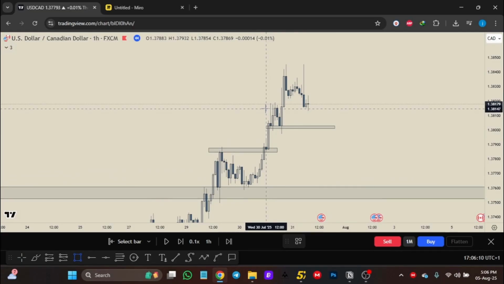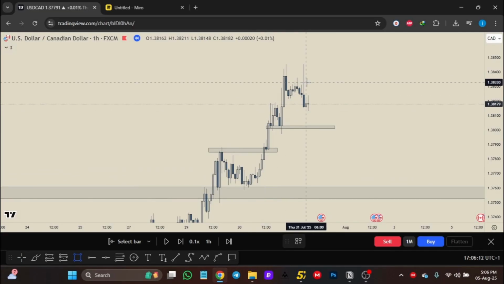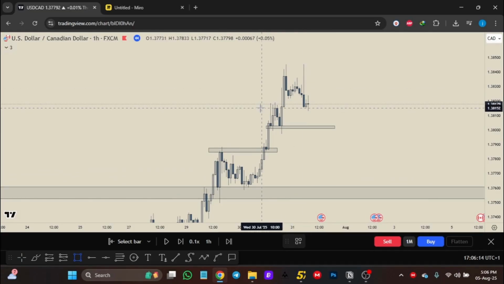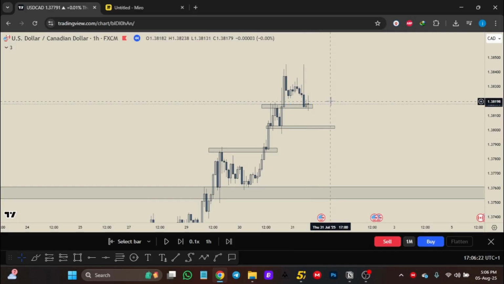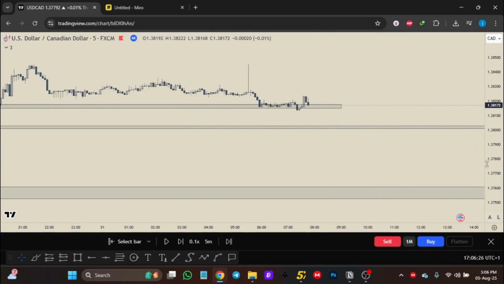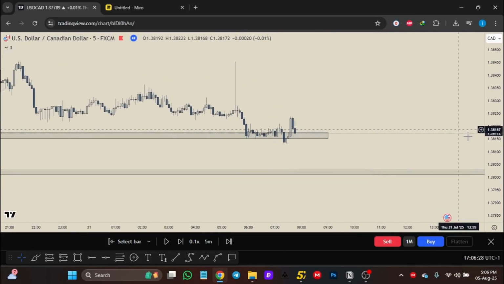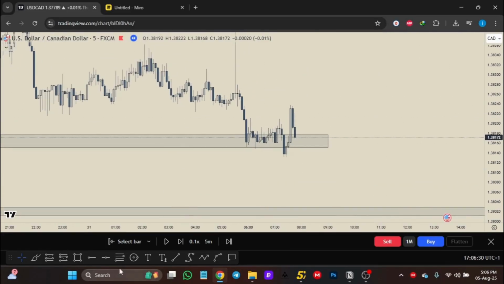And then when I came to the chart, price was around here. I saw that price had already tapped my resistance, and price is respecting it, wanting to use it as support. So I went to the 5 minutes time frame. When I went to the 5 minutes time frame, I saw this candle like this.